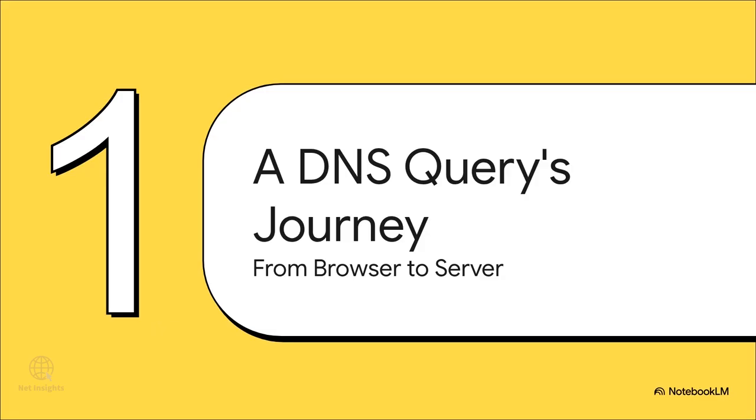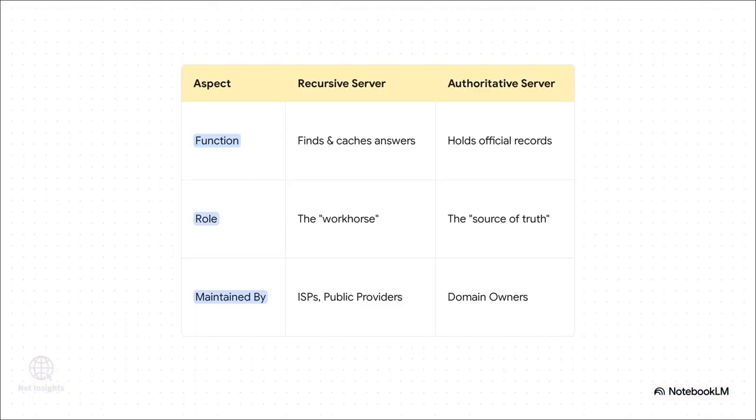Okay, to really get a feel for how DNS works, we're going to trace a single request, what's called a DNS query, from the moment you hit enter all the way to its destination and back again. Now, on this journey, there are two main characters we need to meet. First, you've got the recursive DNS server. This guy is the workhorse. It's the first stop for your request, and it does all the heavy lifting to hunt down the answer. Then, you've got the authoritative DNS server. This one is the source of truth. It's the server that holds the official final record for a specific website.